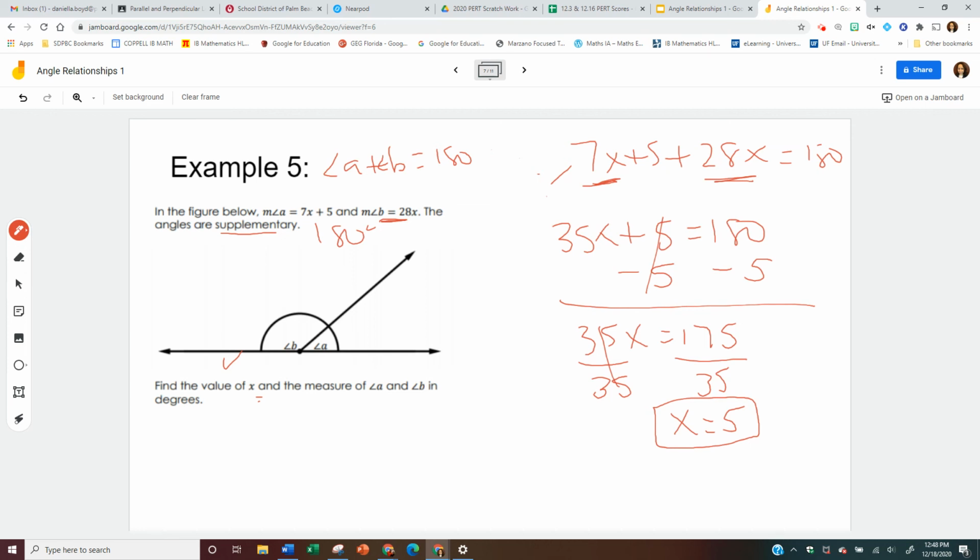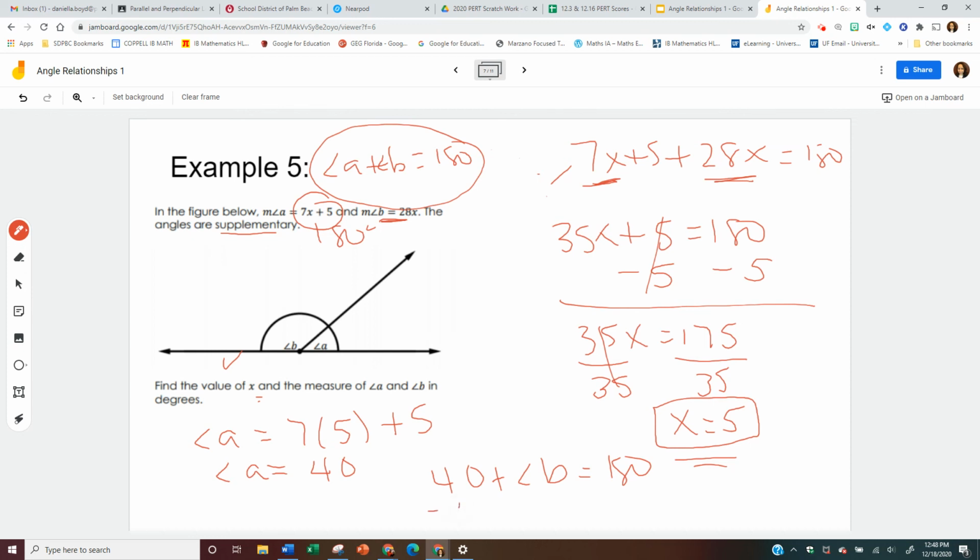So the measure of angle A, remember, is 7x plus 5, and x is equal to 5. So angle A is equal to 7 times 5 plus 5. 7 times 5 is 35 plus 5 is 40. So then angle A is equal to 40. And since angle A plus angle B is equal to 180, then 40 plus angle B is equal to 180. I subtract the 40. Some of you can do this in your head, and I get that angle B is equal to 140, and now I have fully solved this problem.